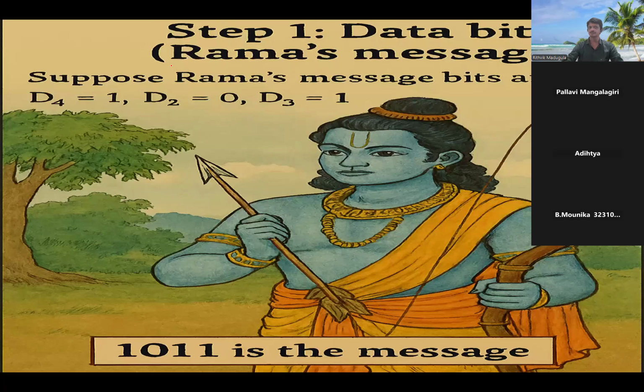So in the analogy of Ramayana, Rama needs to send some sort of message to Sita. So let us consider the message as 1011. Rama should send this message to Sita so that the message cannot be decrypted by anyone. So let us consider Rama sending this message with the help of Vanaras. These Vanaras are nothing but the parities.